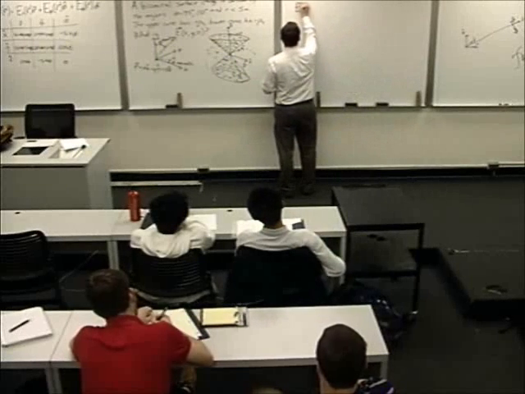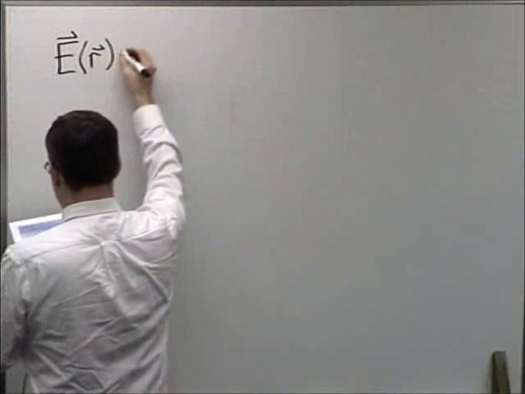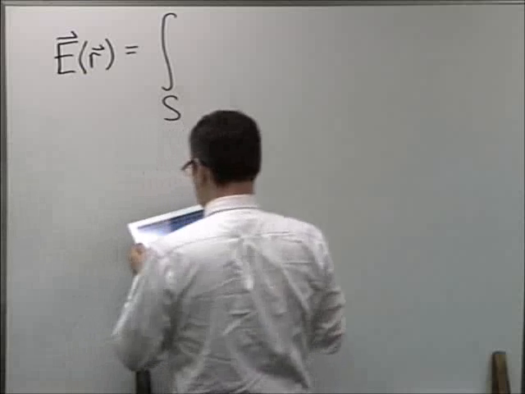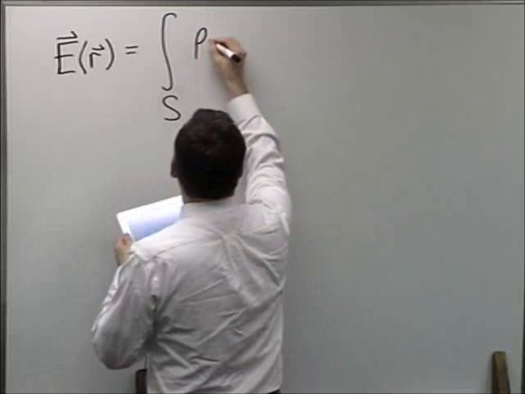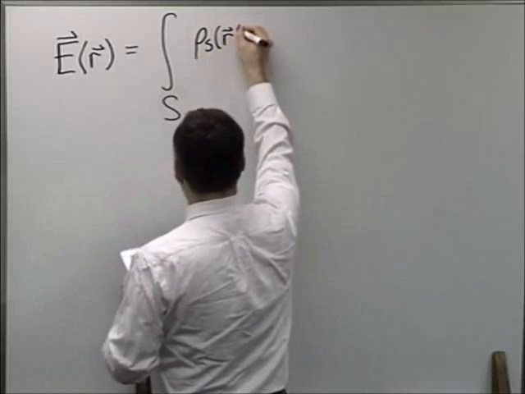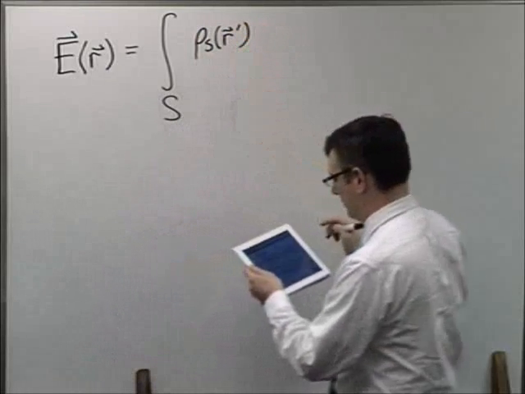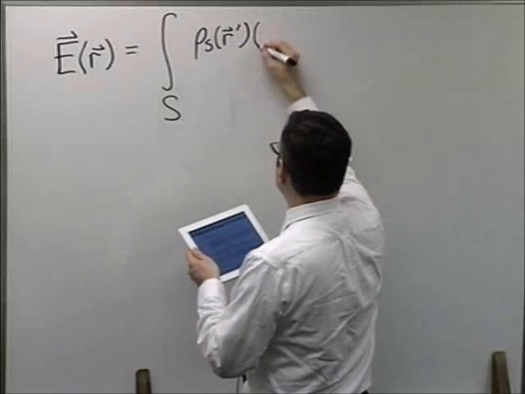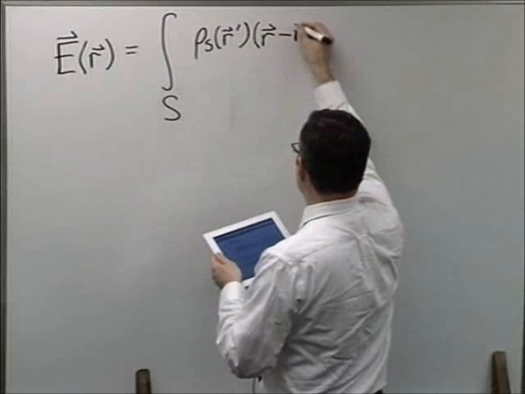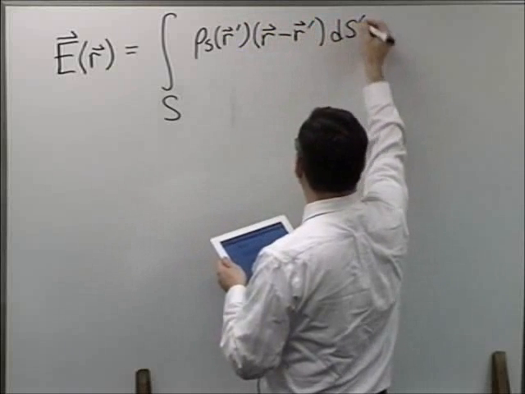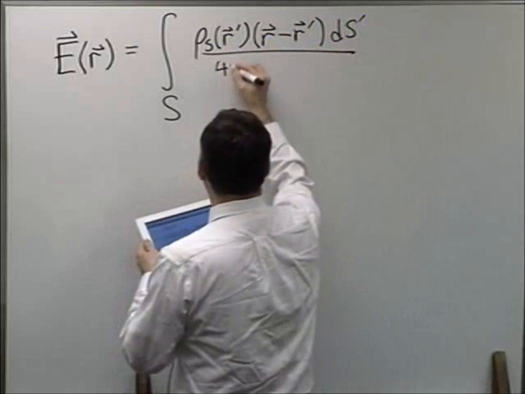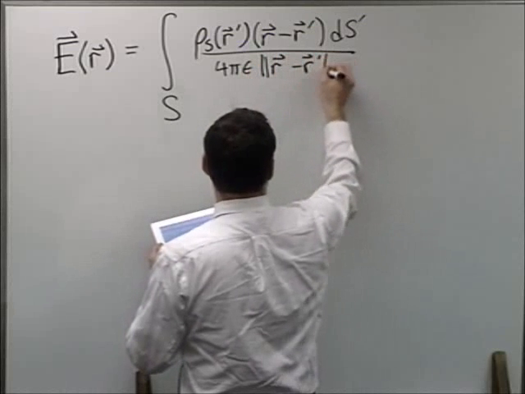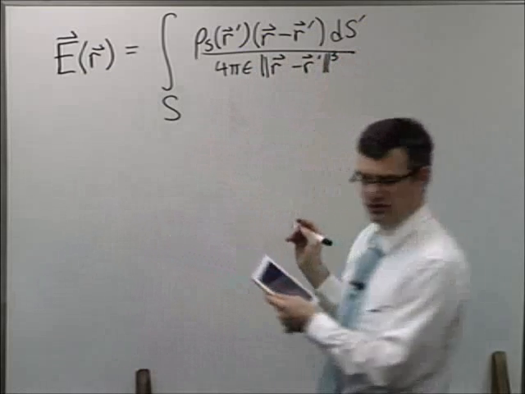E field as a function of r is equal to a surface integral of rho sub s as a function of r prime, my variable of integration. I'm integrating on cones, and my kernel for this integration is r minus r prime ds prime over 4 pi epsilon times the magnitude of r minus r prime squared. Cubed, excuse me. And bless you.